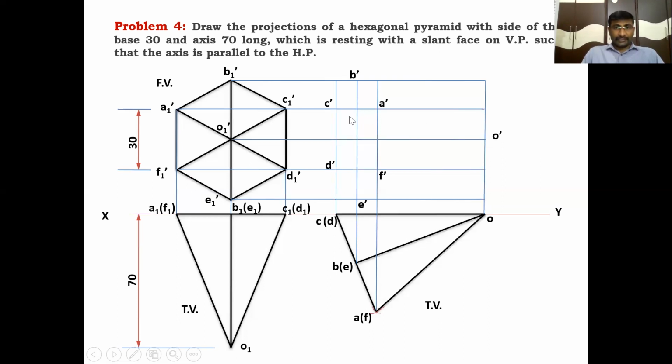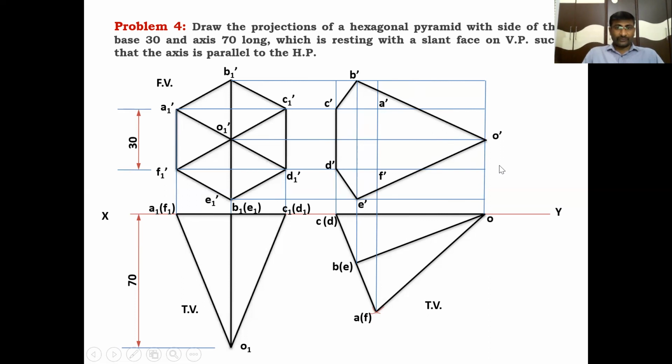Clear? So after getting the front view points, join the outer points first, like this: B dash O dash, E dash O dash, and B dash C dash, C dash D dash, D dash E dash. Like this, draw the outer points first.